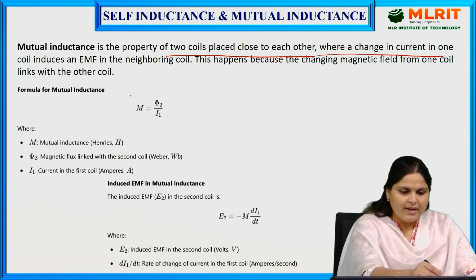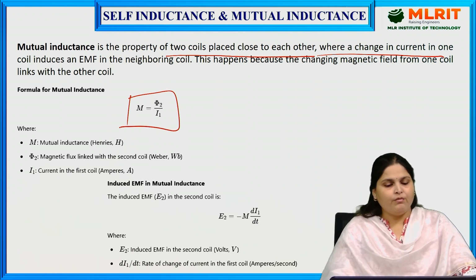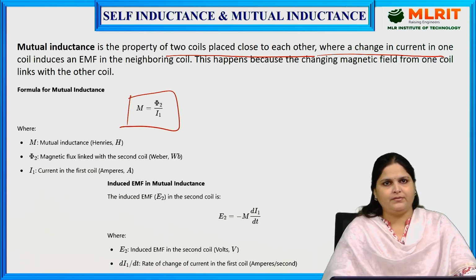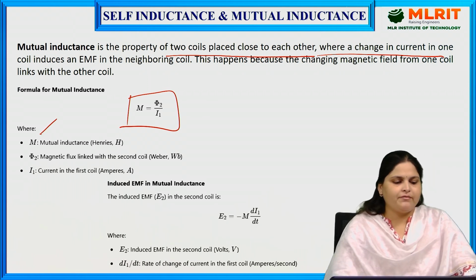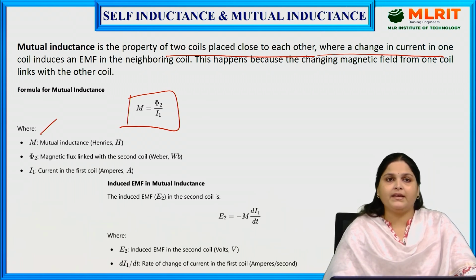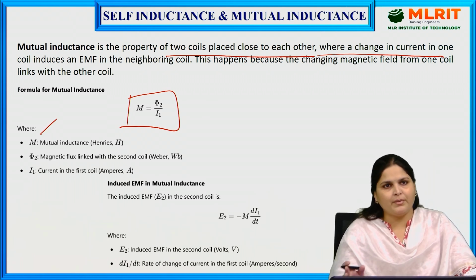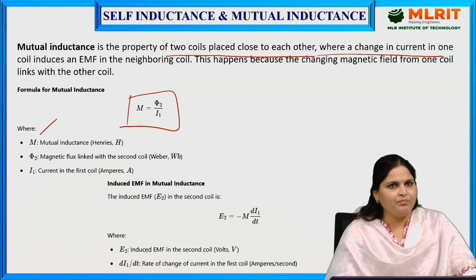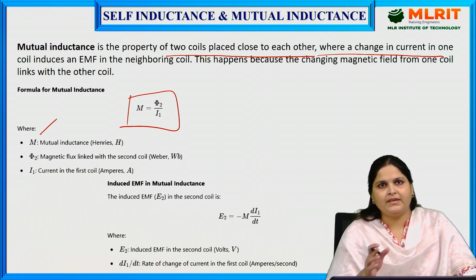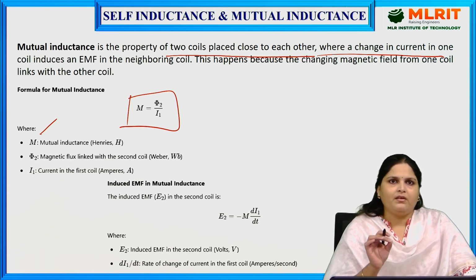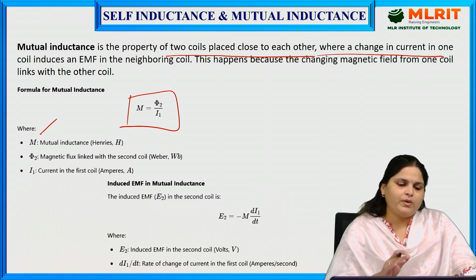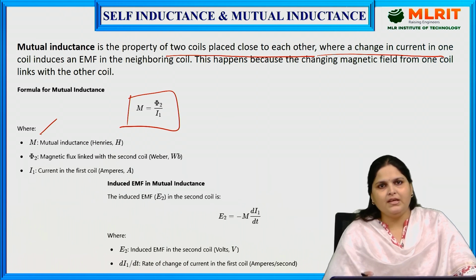And the formula is M equals phi 2 upon I1, right? Where M is the mutual inductance, phi 2 is the magnetic flux linking with the second coil or neighboring coil. And what is I here? It is the current in the first coil. So what we are saying, mutual inductance is a property. And what is that property? When there is a change in current in the first coil, there will be an induced EMF in the second coil.